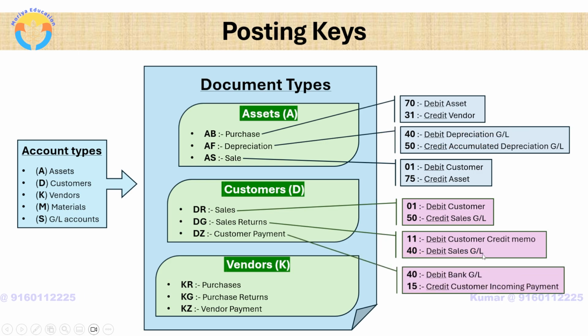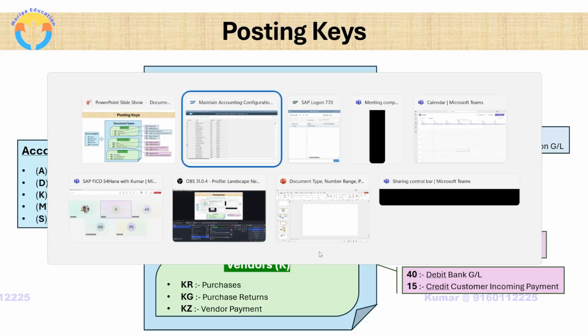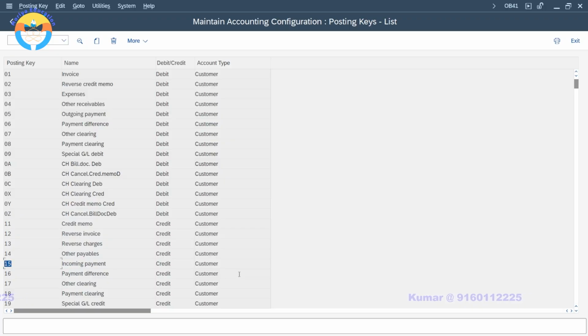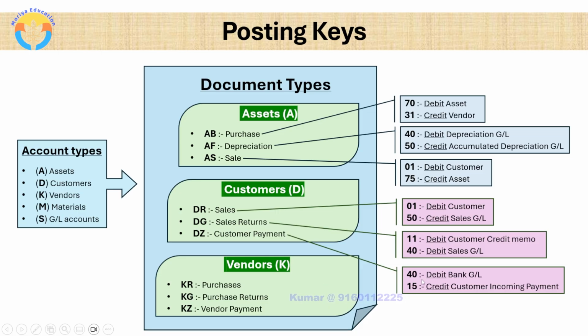In the same way, customer payment also. So 40 we know already. 40 is to debit GL account. Here also we have used it. Next we need to see the 15. So we'll see here 15. 15 is used for account type customer. What we are doing is crediting the customer because of the incoming payment. We are receiving the payment, so the asset is getting decreased. So when the asset gets decreased, credited, it is for incoming payment. And the posting key to credit the customer is 15. So here we are using 15.